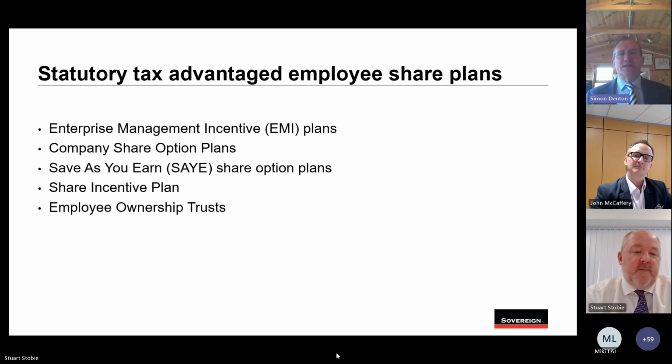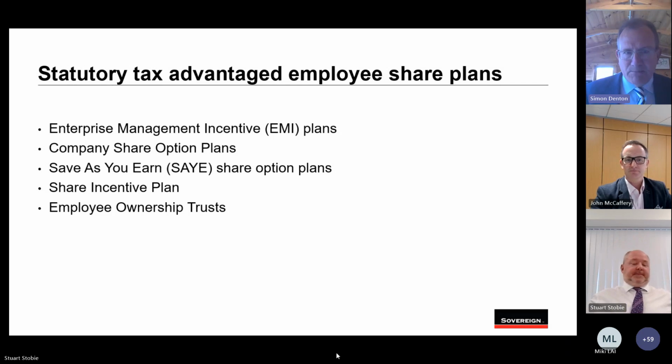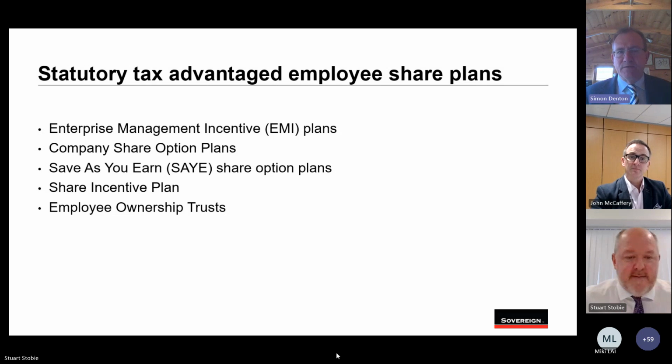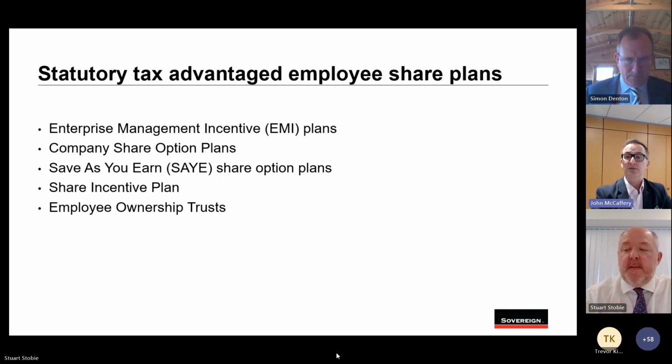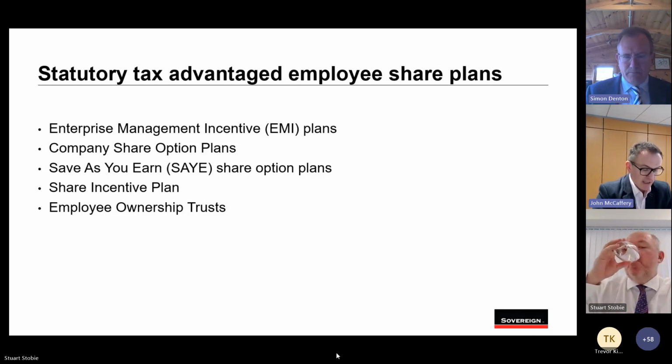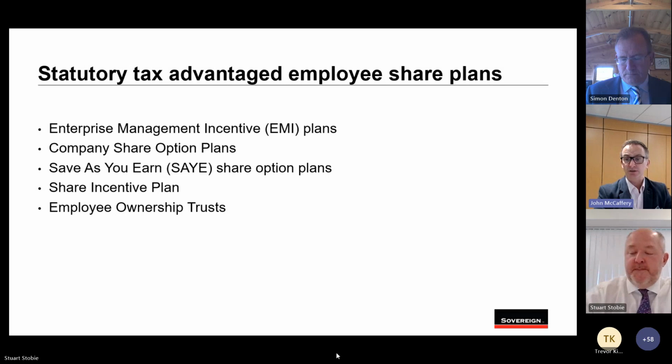But we've got statutory tax advantage employee share plans now, and taking enterprise management incentive EMI plans, which some of you may have heard of before. EMI plans are like the gold standard of tax advantage schemes. If you can do an EMI, you do an EMI, because the benefits are generally outrageously good. But as a result, there's a bunch of conditions attached to them, and this is why sometimes it doesn't work.